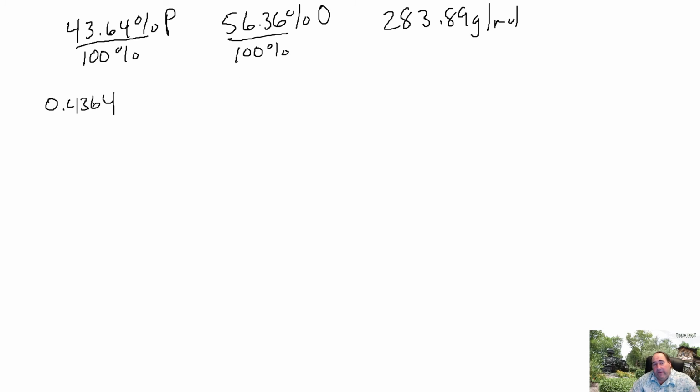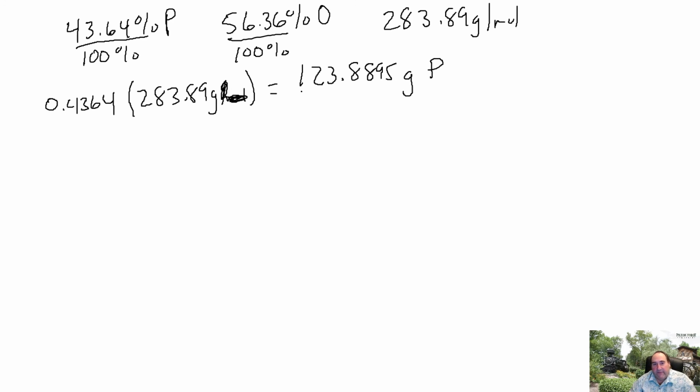So if you take 0.4364, which is our 43.64% converted to a decimal, and you times it by 283.89 grams per mole, that basically means that 0.4364 times 283.89, out of that 283.89 grams, actually just leave it as grams, 123.8895 grams of it is phosphorus.